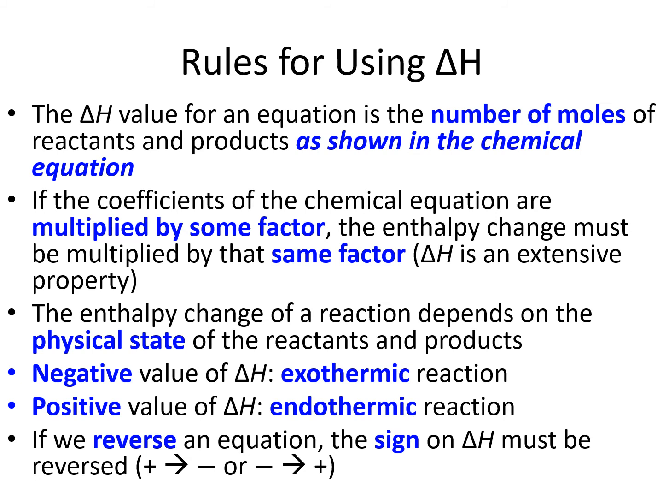So the same thing is going to be true for our delta H's. And then our last rule is that if we reverse an equation, that is, if we put the products on the reactant side and the reactants on the product side, then the sign on the delta H needs to be reversed. So if it was positive, we change it to a negative. If it was negative, we change it to a positive.